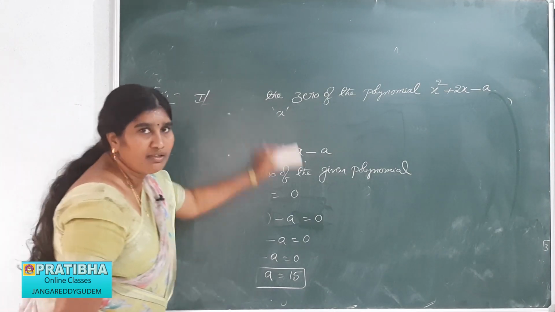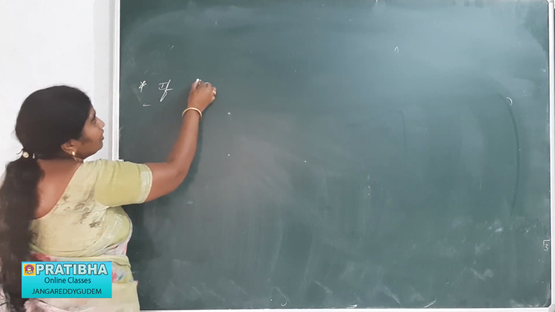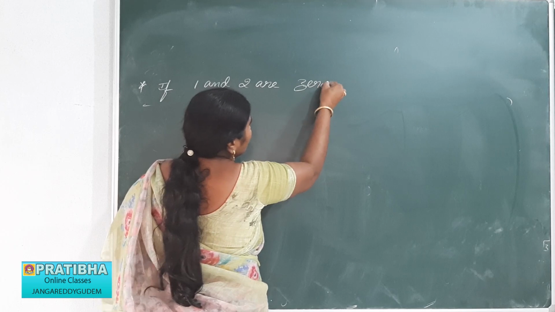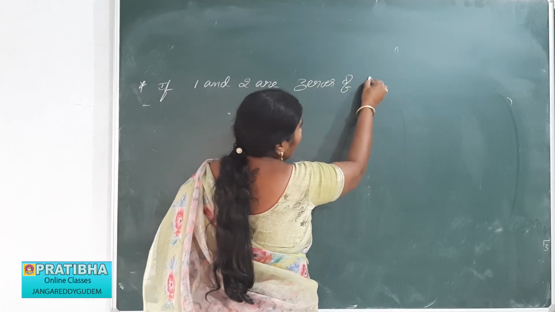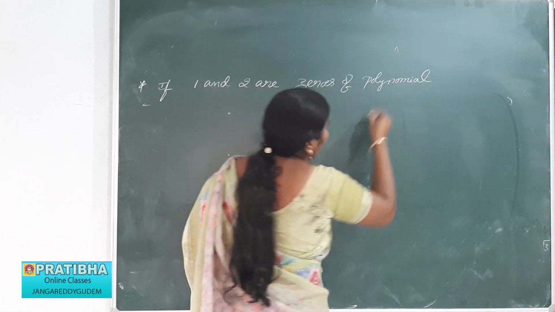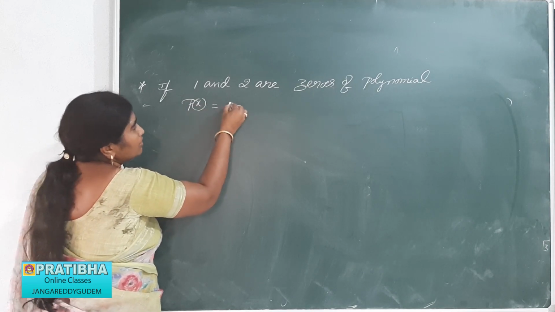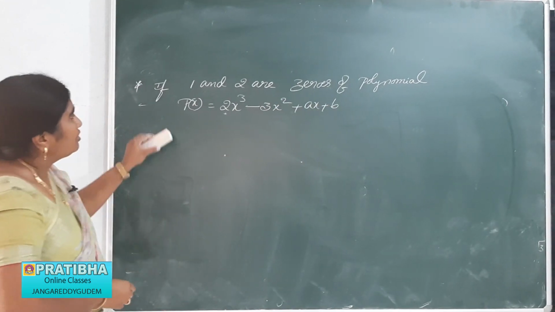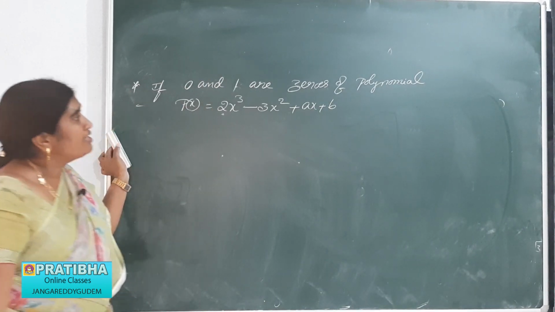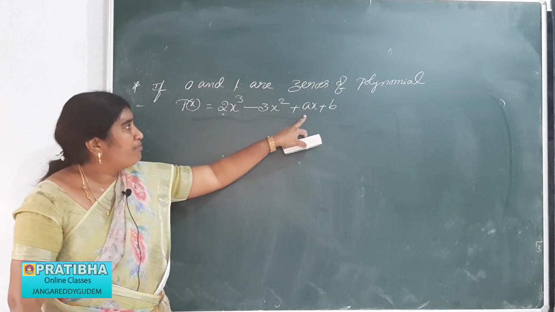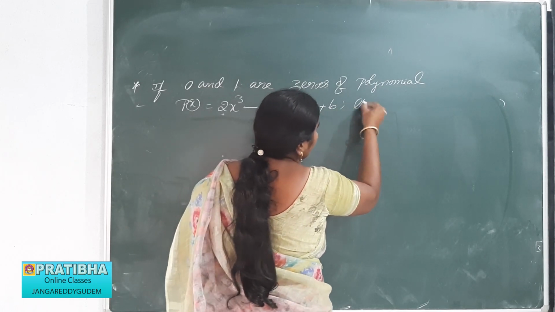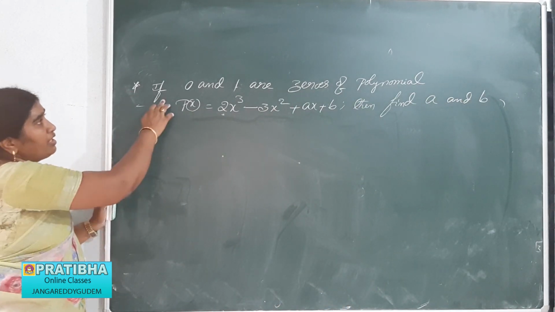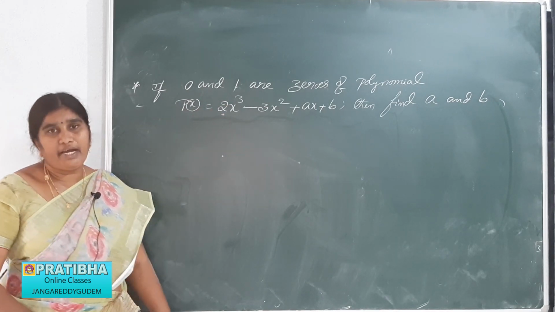Next, last one. If 0 and 1 are the zeros of polynomial p of x equal to 2x cube minus 3x square plus ax plus b, then find a and b.